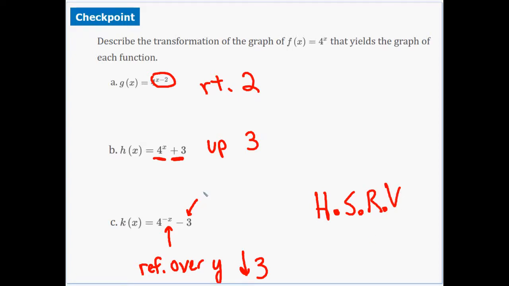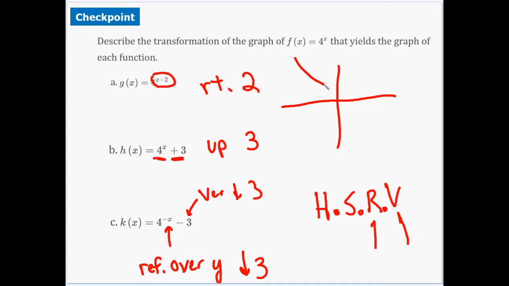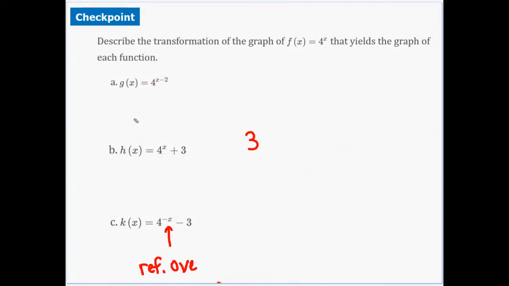So let's see, we have a vertical shift of down 3. That would be our last operation. So we're going to do our reflection first. We would take our 4 to the negative x, so it would look like this. The first thing we would do is reflect it over the y-axis. So now it would look down here like this, going through 0, 1. And then we would shift that down 3 units. So our new y-intercept would be at y is negative 2. There we go.